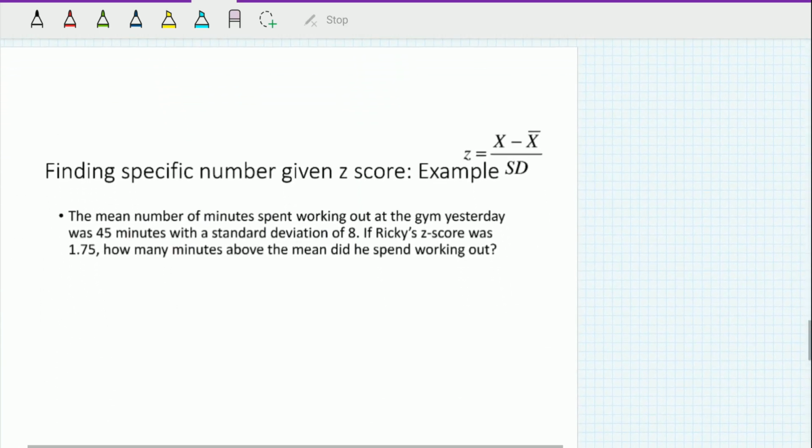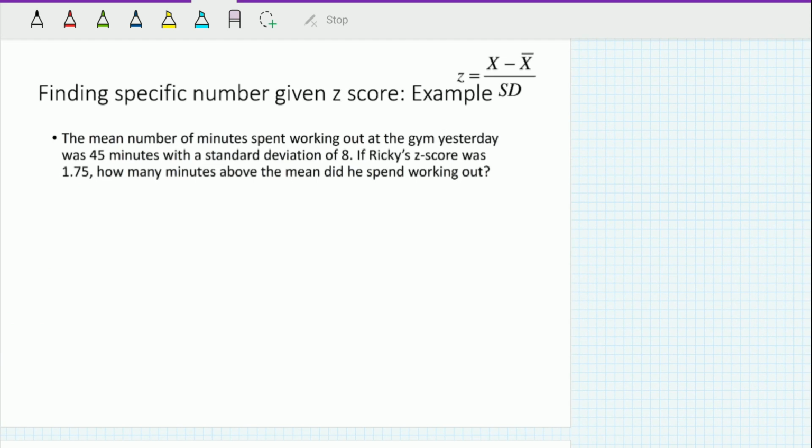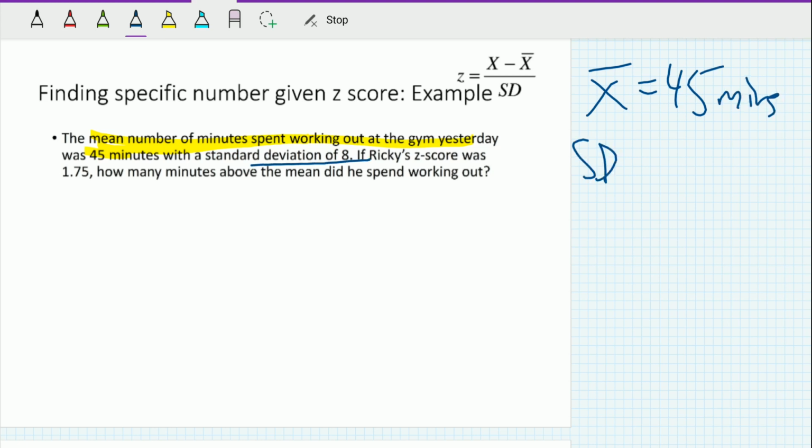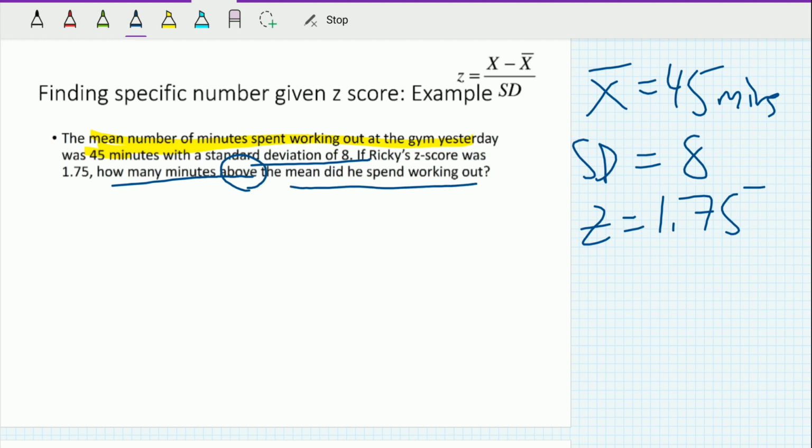Okay. All right, so let's go ahead and this will be our last example. Really try it out by yourself. Really read the question carefully, okay? So the mean number of minutes spent working out at the gym, 45 minutes. All right, so we got mean, which is 45 minutes. We got standard deviation of 8. Ricky's z-score was 1.75. How many minutes above the mean did he spend working out?